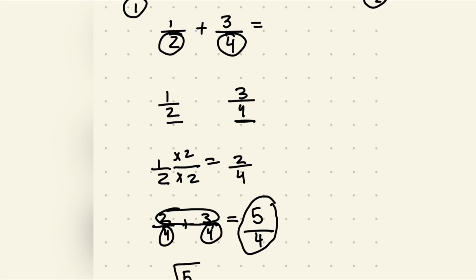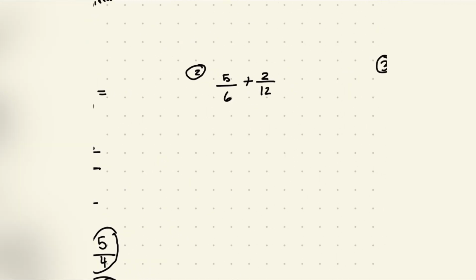But what you do is you have to divide 5 by 4, remember. 4 times 1 is 4. We subtract, we get 1, and that 1 goes on top of the 4. So 1 and 1/4 is our final answer in mixed number form. Let's go on to the second number.